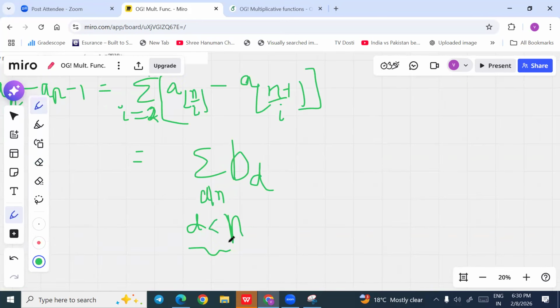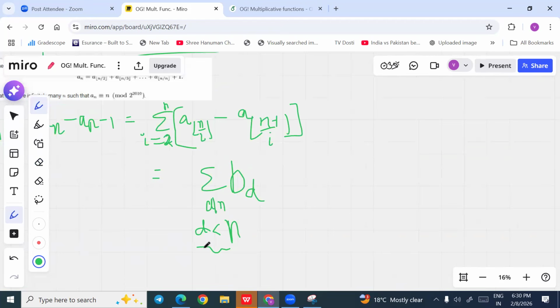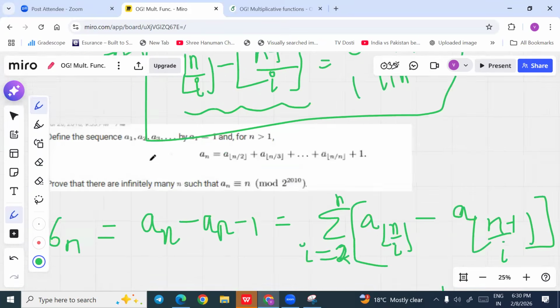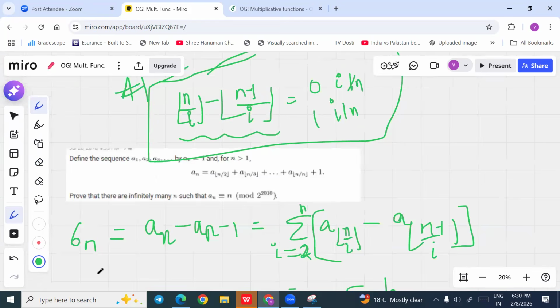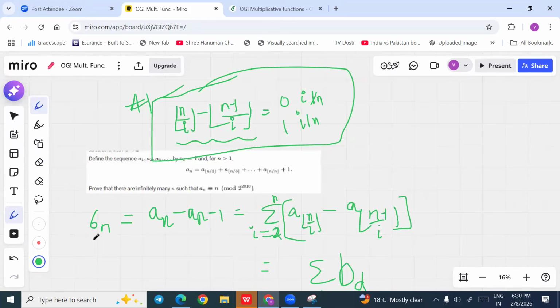This is d less than n. My bad. And b1 is 0 or something else? What? b1 is 0, well, right? b1 is not defined, right? No, but it's part of the sum. We need to define it. I think 0 is sensible. No. b1 is just not defined. We just define this for n greater than or equal to 2.